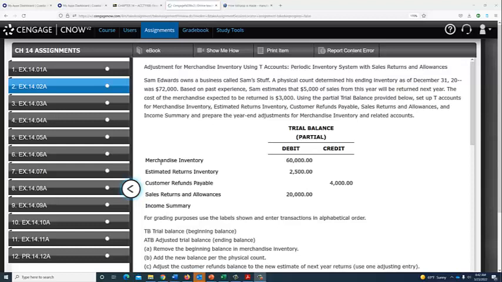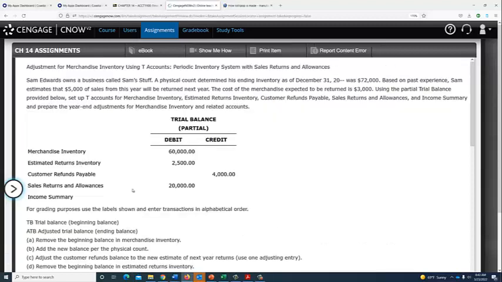The first assignment that we'll look at in Chapter 14 will be Exercise 14.2, and this one deals with merchandise inventory adjustments and the adjustments to customer refunds payable and sales returns and allowances. So we have a business called Sam's Stuff.